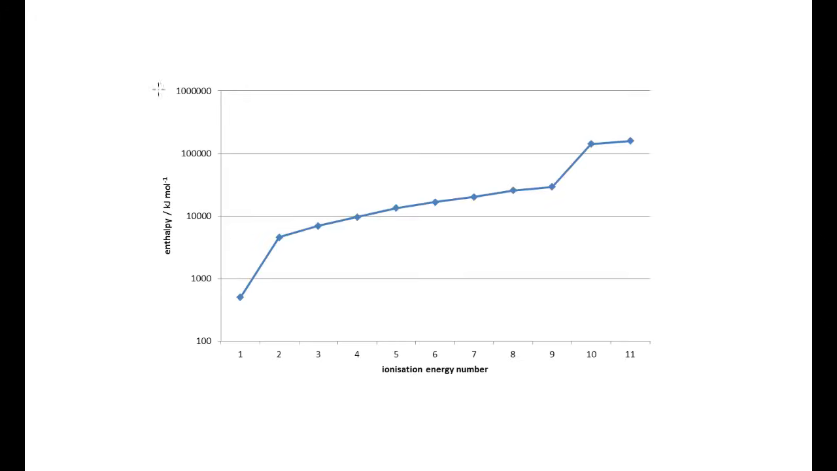Now a couple of other points here. I want to look at what happens with the consecutive ionisation energies of elements. So look at sodium first of all. Here we have a graph of sodium's ionisation energy. You can see the ionisation energy number going from 1 through to 11, and this corresponds to sodium being 1s2, 2s2, 2p6, 3s1. So our 11 electrons there.